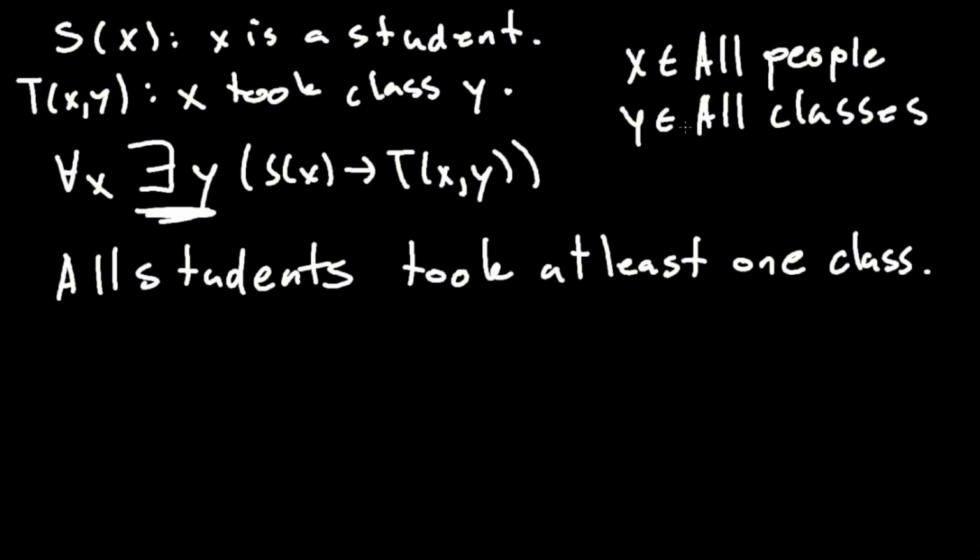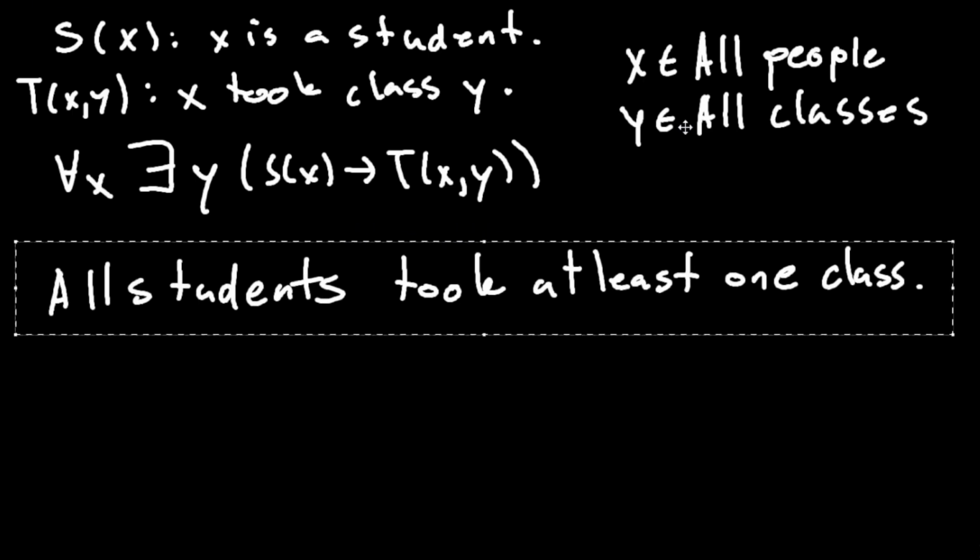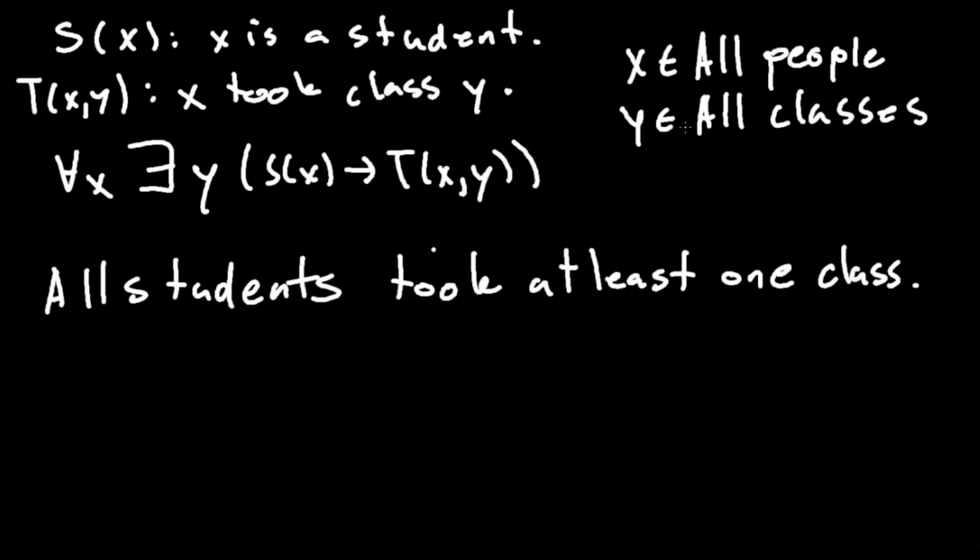And here's the thing about this quantifier. This quantifier only cares about one case. It doesn't care about every case. It doesn't care about every class. You just want to know that the student took a class off of this quantifier. So the information that this thing is conveying is all students took at least one class.